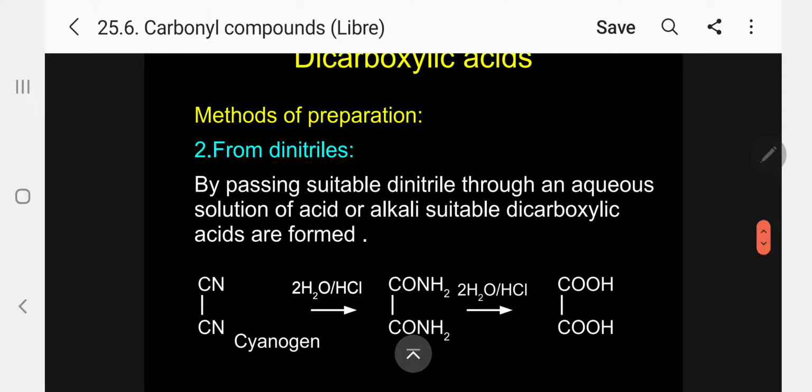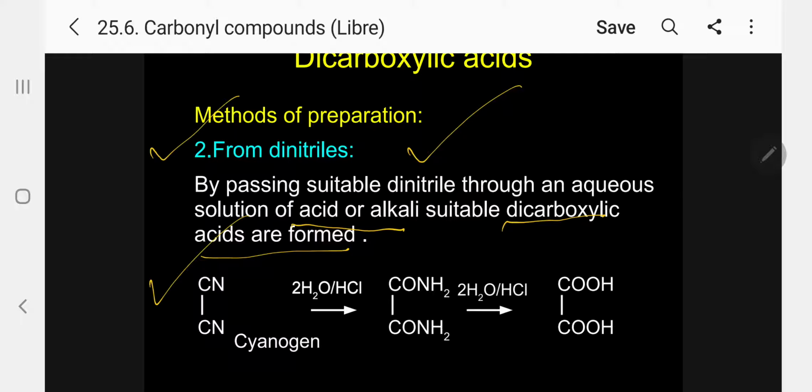Next one, number 2. From dinitrile I can prepare oxalic acid and the corresponding acids. In the case of oxalic acid I am using cyanogen. By passing a suitable dinitrile through an aqueous solution of acid or alkali, suitable dicarboxylic acids are formed. Suppose cyanogen, when I add water in presence of acid, the corresponding oxamide is forming. This is cyanogen. This is oxamide. On hydrolysis it gives oxalic acid. Please follow. And the corresponding ammonia will be liberated.